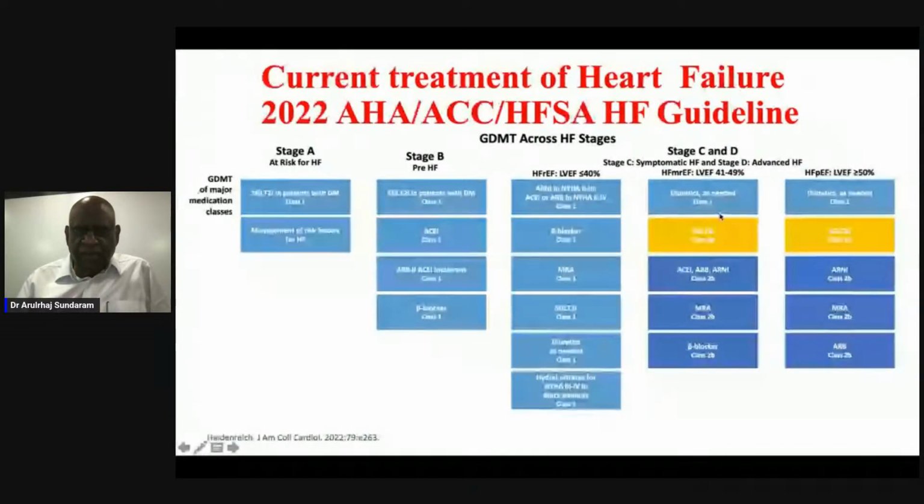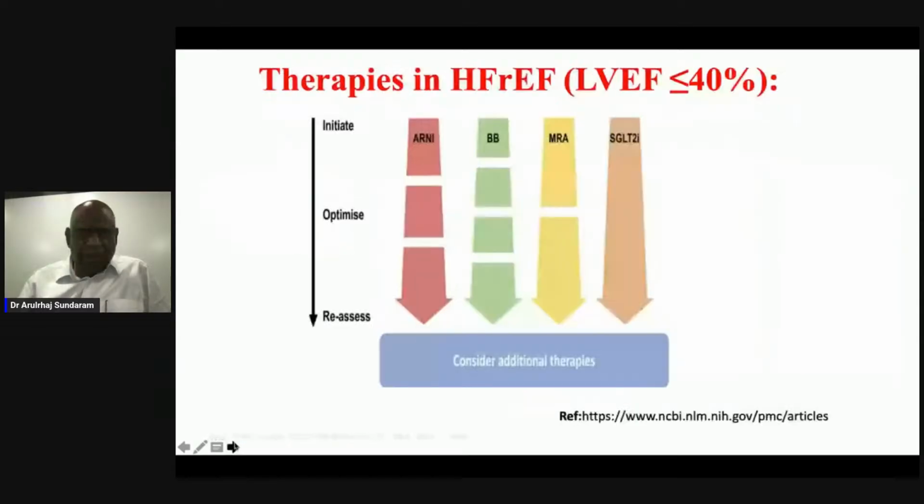When there is a mid-range ejection fraction, again diuretics have to be used, SGLT inhibitors, ACE inhibitor, ARB, ARNI, MRA, beta blocker. When there is a preserved ejection fraction, diuretics, if needed, SGLT inhibitors are key, and ARNI are very important. Mineralocorticoid receptor antagonists are very useful. ARB are very, very useful. I'll try to summarize the treatment here.